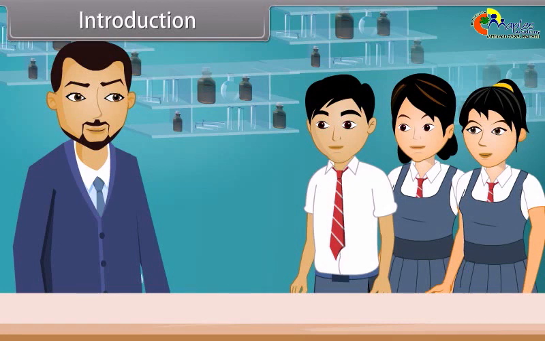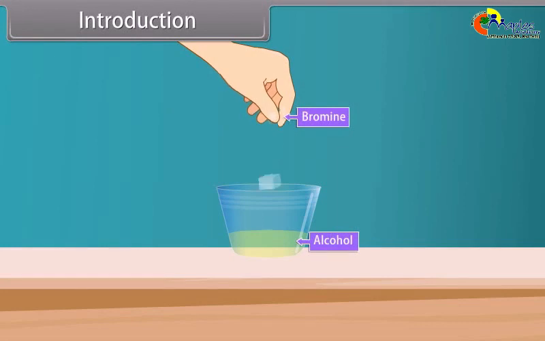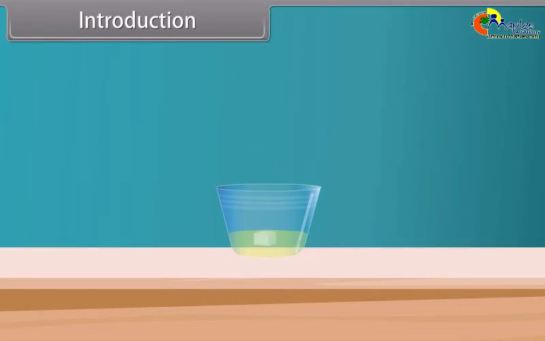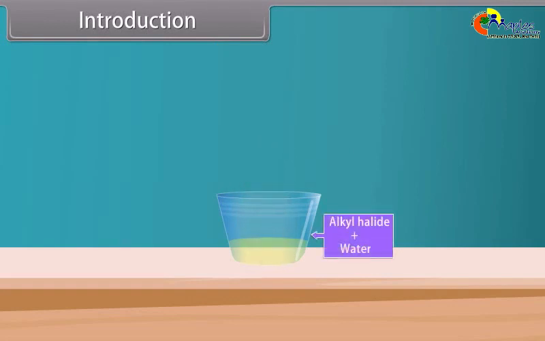Today we will learn chemical reactions of alcohols, phenols and ethers. Sir, what is chemical reaction? A chemical change is a process where one or more substances are altered into one or more new and different substances. Let's have a demonstration. When we drop bromine in alcohol, then chemical reaction occurs and it forms alkyl halide and water. In this lesson, we will learn more about chemical reactions of alcohols, phenols and ethers.